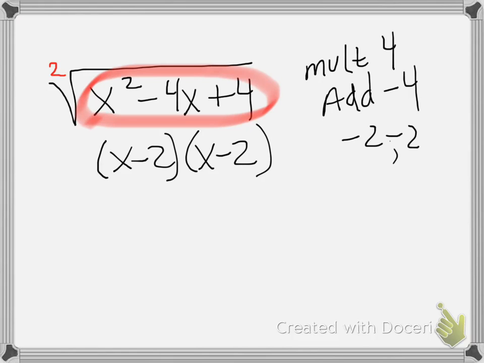Expect that on the quiz you might get something like this because you've already learned how to factor those. So now that you have the two factors, two binomials inside that square root, the answer must be x minus 2.